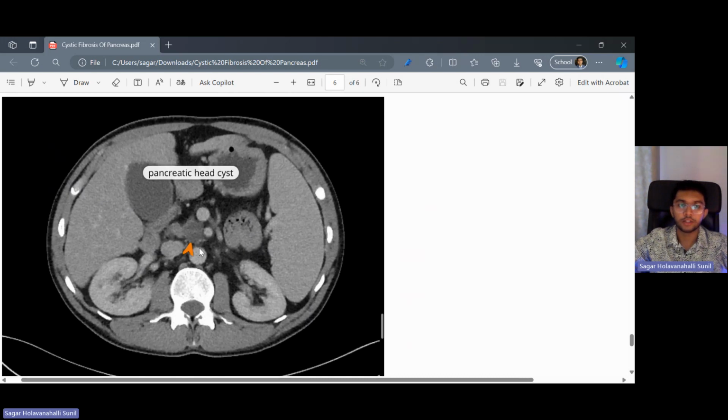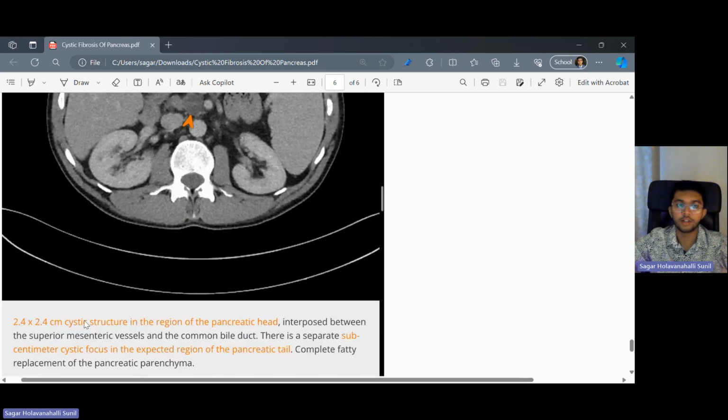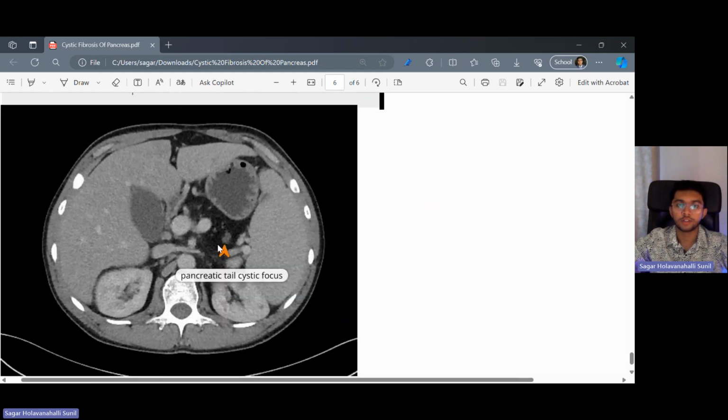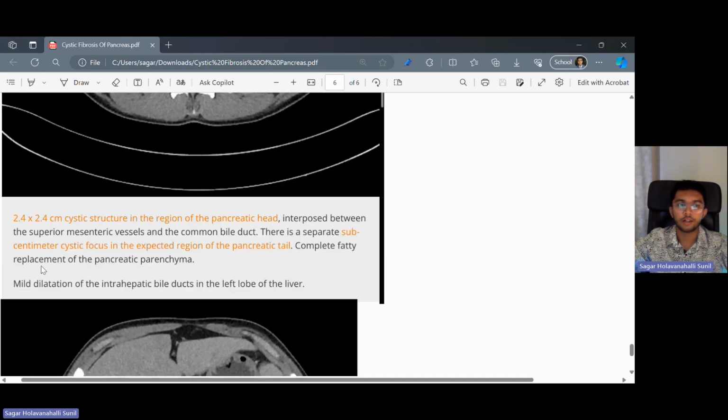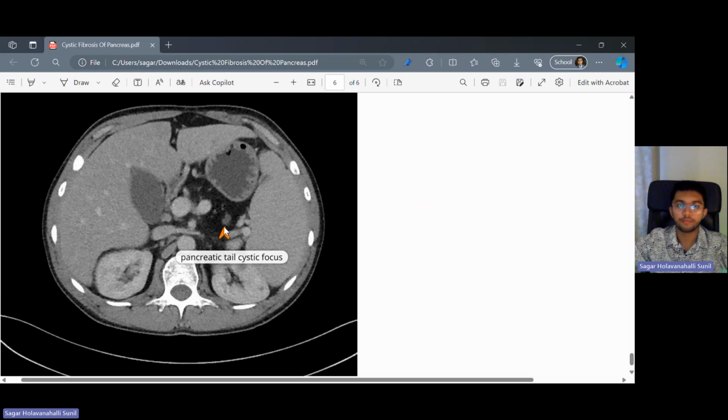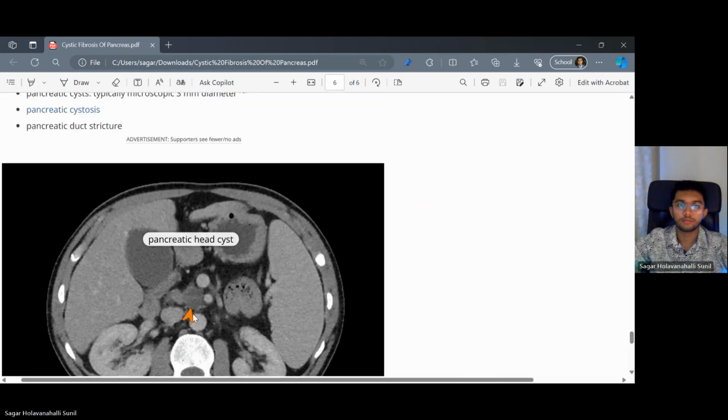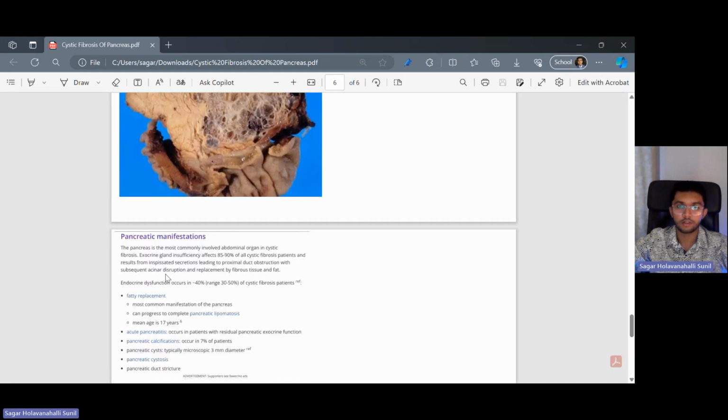So in this situation, what's happening is you can see the head of the pancreas and it's filled. There's a cyst that's formed over here. Okay, and you can also see a sub-centimeter cystic focus in the expected region of the pancreatic tail. That is over here. Okay, so this is the pancreatic tail focus. And also there's complete replacement of the pancreatic parenchyma by fat in this area. Over here, there's a cyst that covers it. So that's pretty much it for cystic fibrosis.